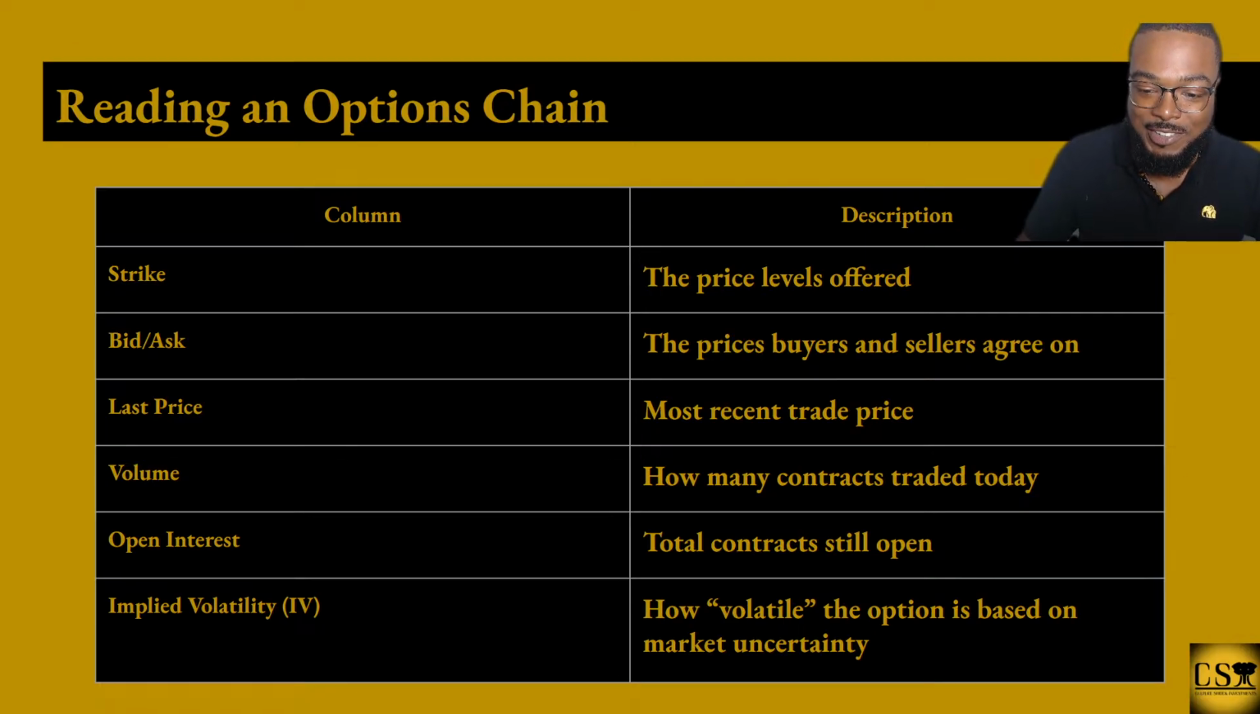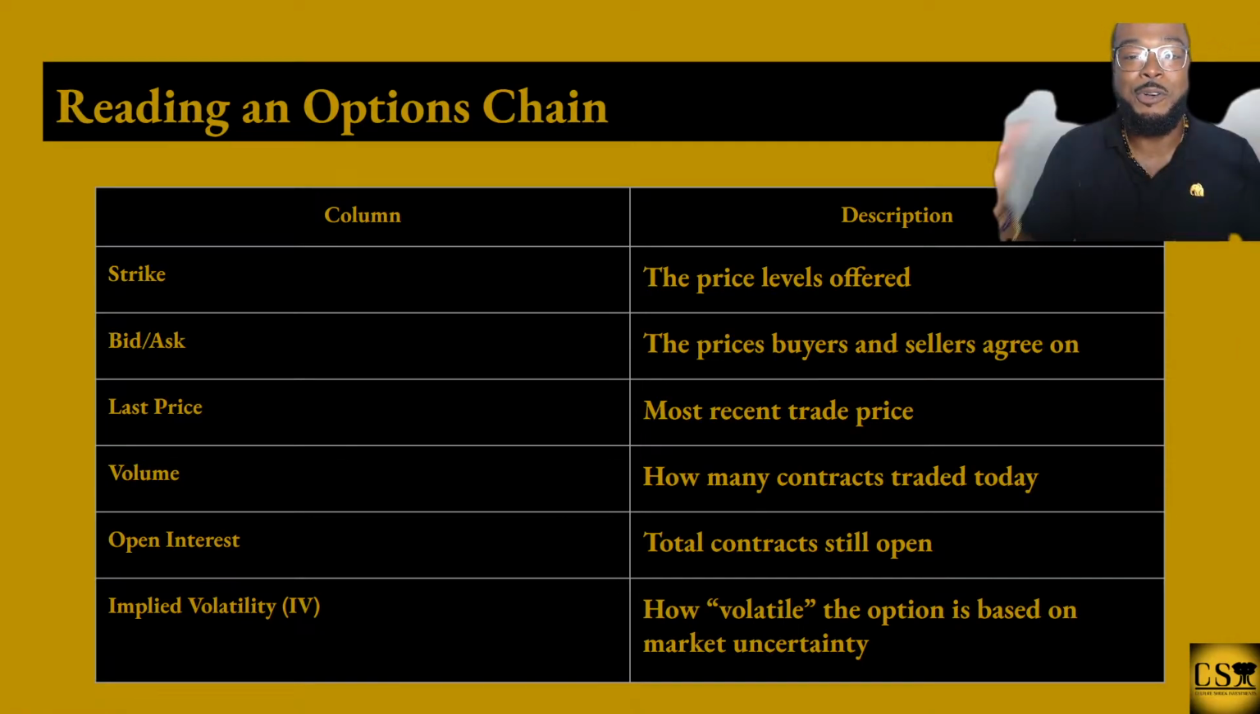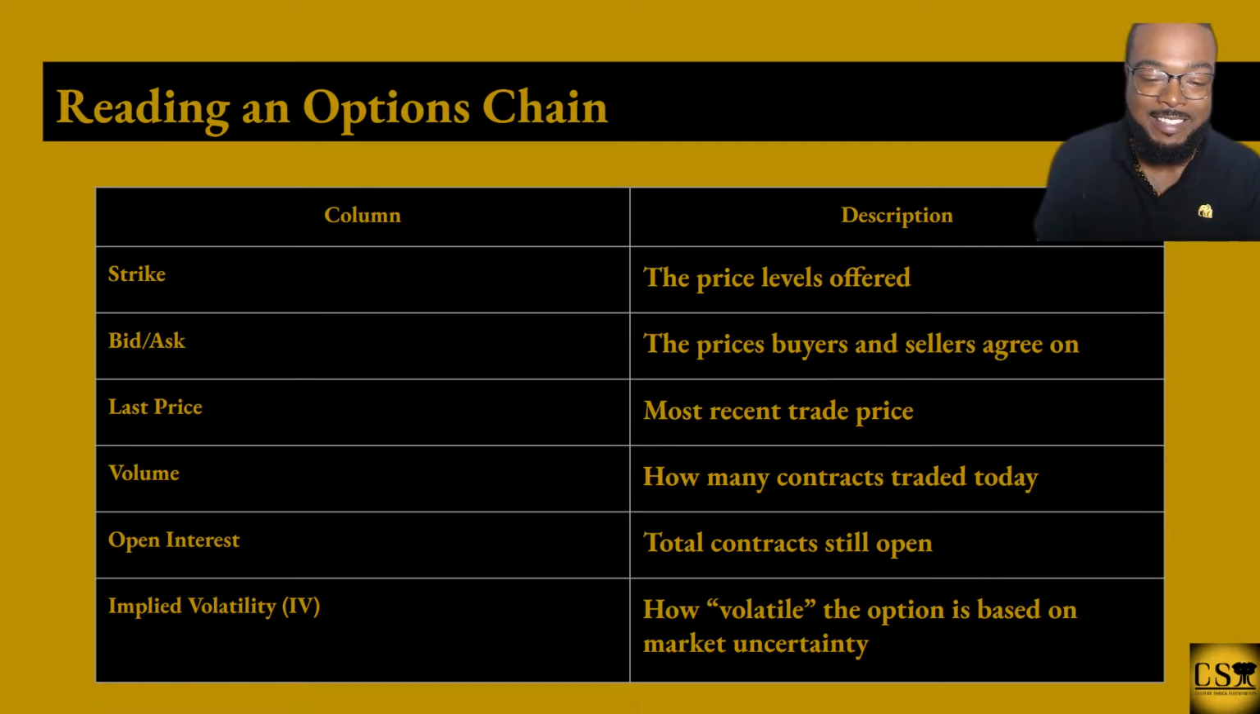When you see how many contracts traded today, you want to know, is this a high volume contract or not? Are many people trading a low volume contract? And then you have open interest. The open interest is the total amount of contracts that are still open at that strike price. So how many people are still holding contracts at that strike price is the open interest.